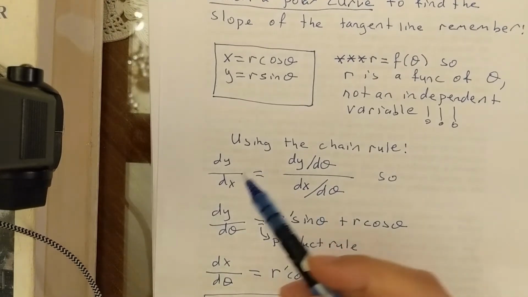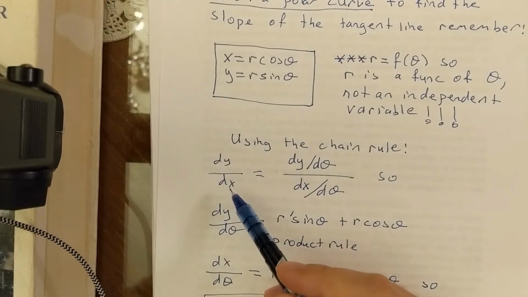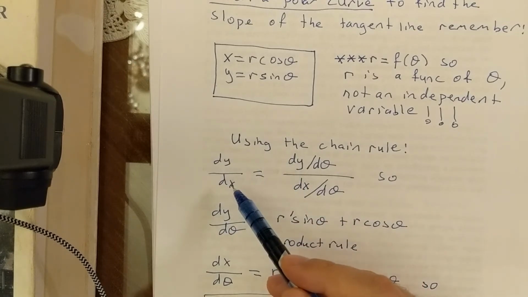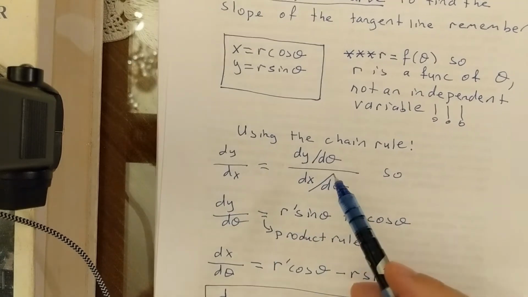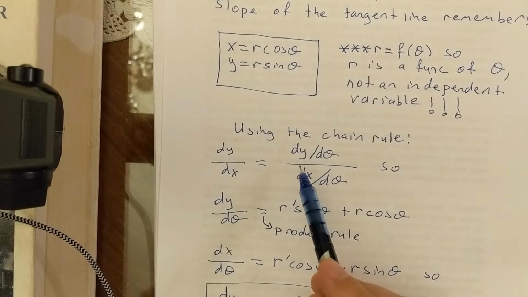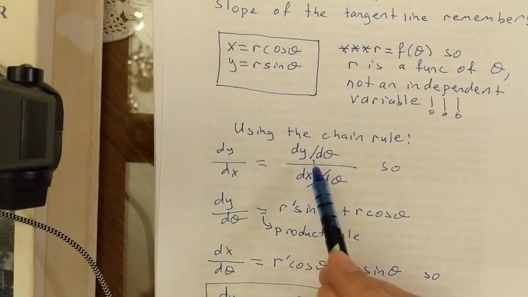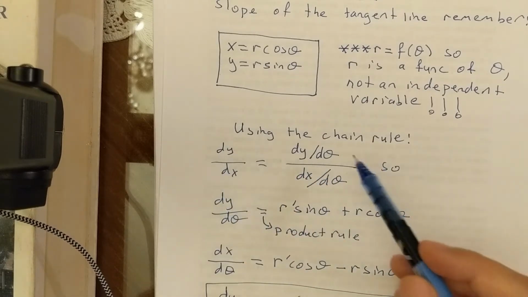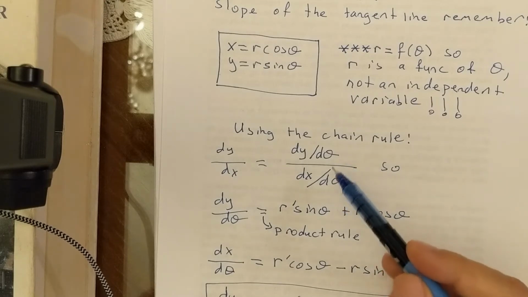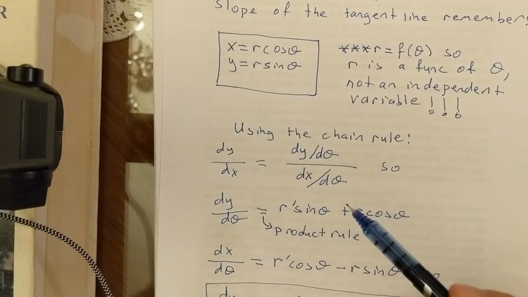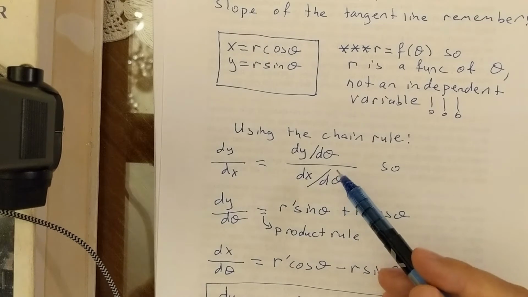Okay, so we want to calculate dy/dx. That's going to give me the slope of the tangent line to this curve. So how would I do that? Well, I have to use the chain rule. Remember that the chain rule says dy/d theta, dx/d theta. Kind of think about it like the d thetas cancel, as if these were fractions, okay? They are not fractions, but they behave like fractions.